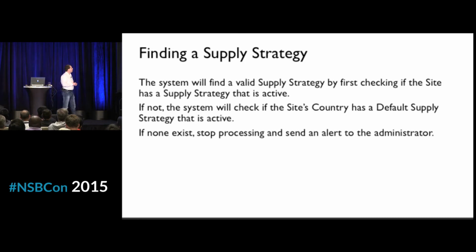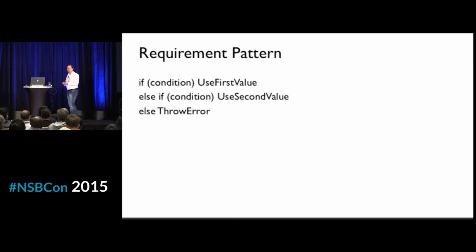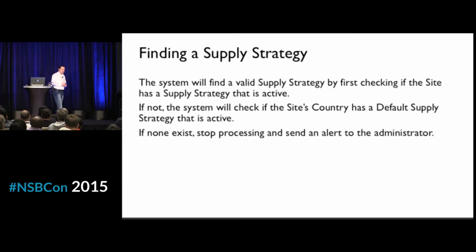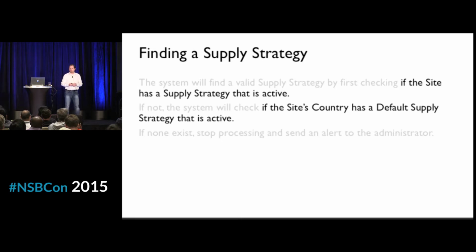So before picking this guy apart, I want to take a step back and look at the general pattern this requirement fits. If some condition, use this value, else if some other condition, use this other value, and if we can't figure it out, well then just throw an error. So if we were going to take a look at the conditions, what we would notice is these are made up into two distinctive parts.